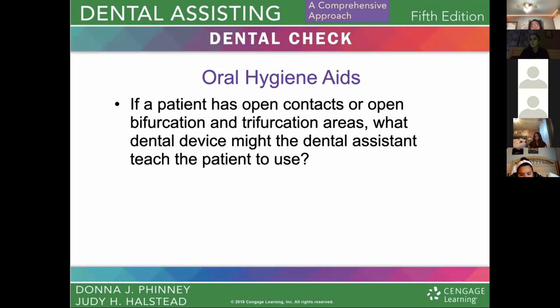All right, so if a patient has open contacts or open bifurcation or trifurcation areas, what dental device might the dental assistant help to teach the patient to use? Who can take a guess?